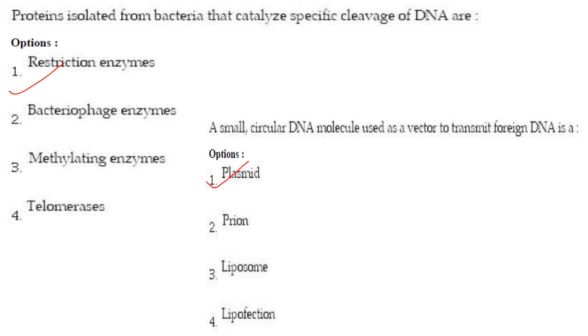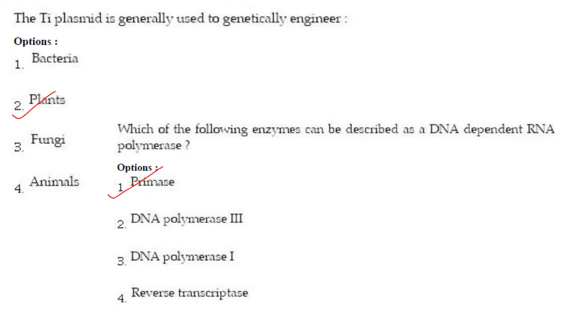Next one. A small circular DNA molecule used as a vector to transmit foreign DNA is a. Option 1, plasmid, 2, prion, 3, liposome, 4, lipofection. Answer is option 1, plasmid.